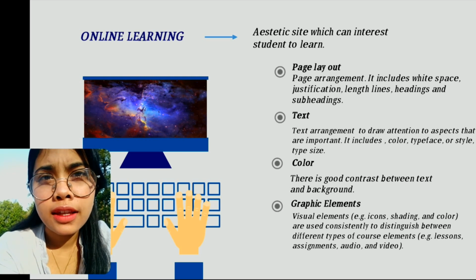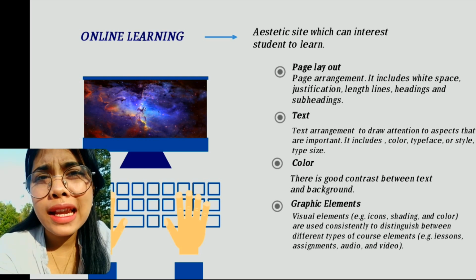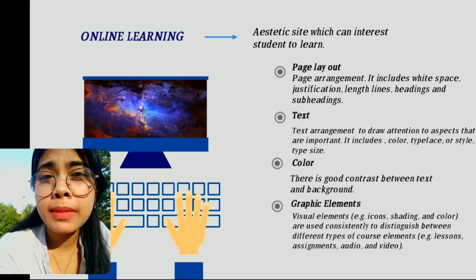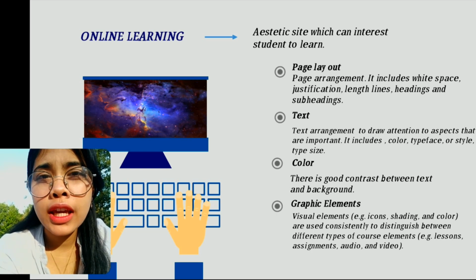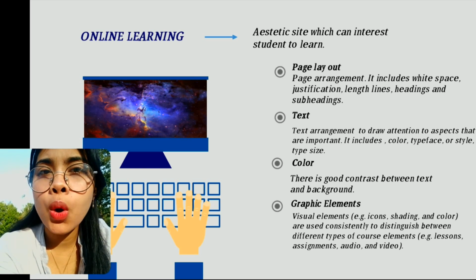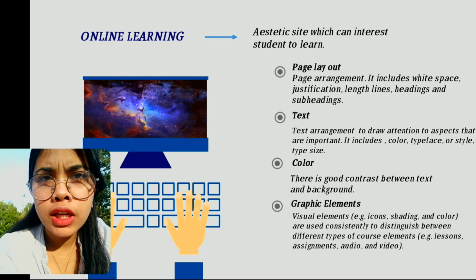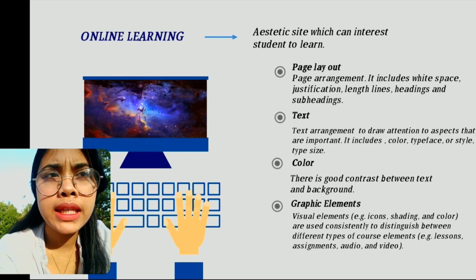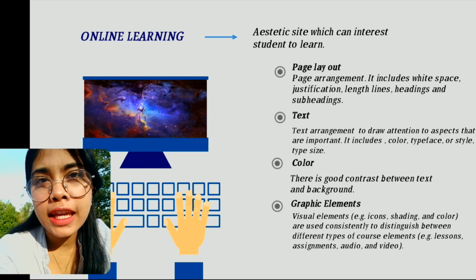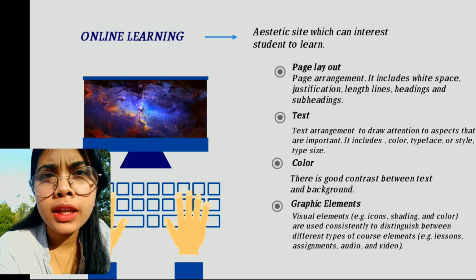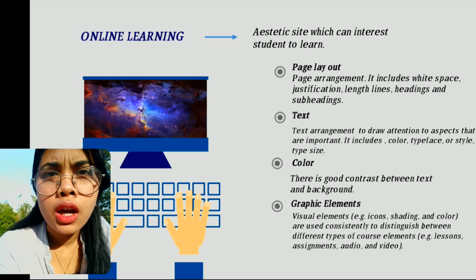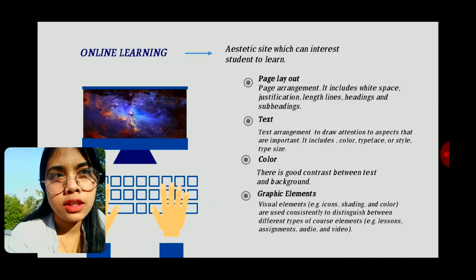And then line length. A line that is too long makes it difficult for the reader to get the point. The line length must be standard, not too long or too short, to make the text readable. And headings and subheadings are like the points that should be focused on by the reader.